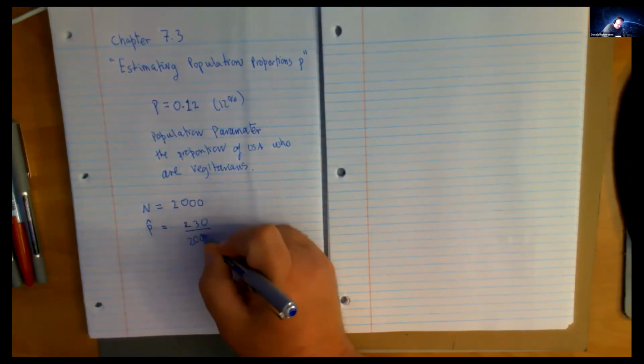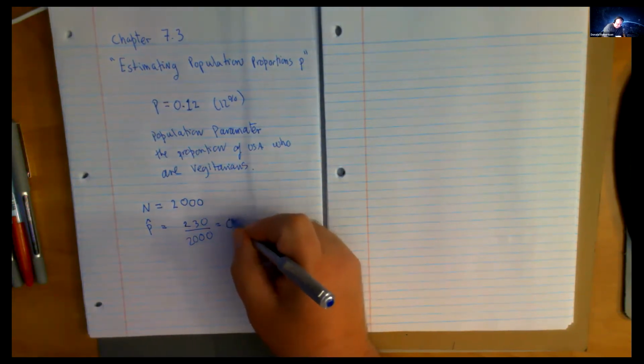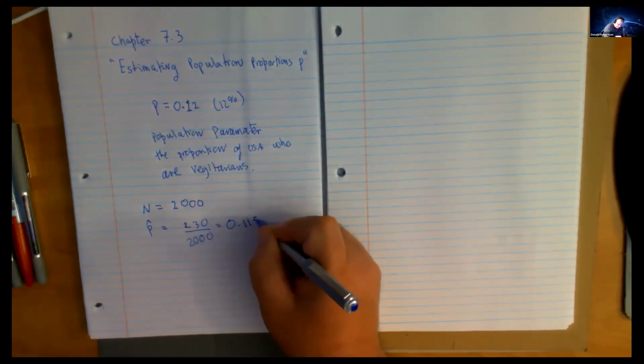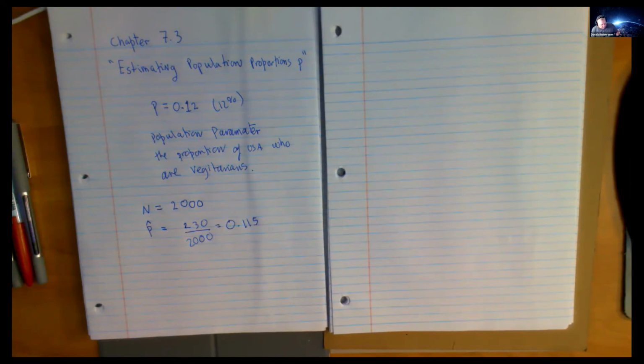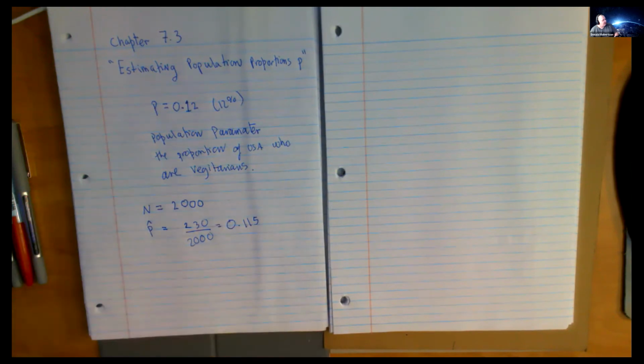Then the proportion of my sample that said they were vegetarians is 230 divided by 2,000. And that comes out at about 0.115. Now that's a bit like getting 2,000 Americans and finding out what their average age is. Isn't that just a single number, right? In this case, 11.5%. But don't we want a confidence interval?